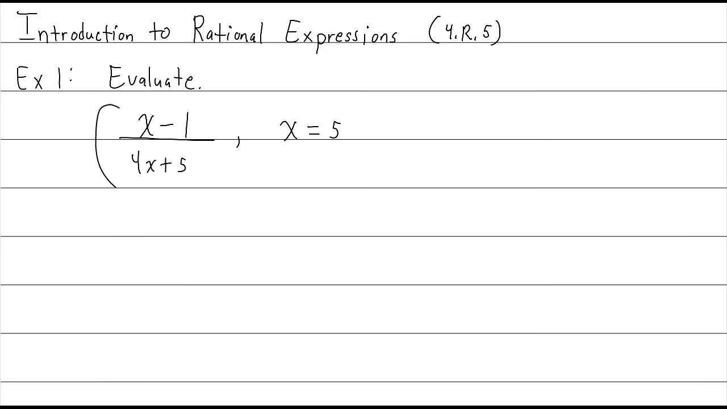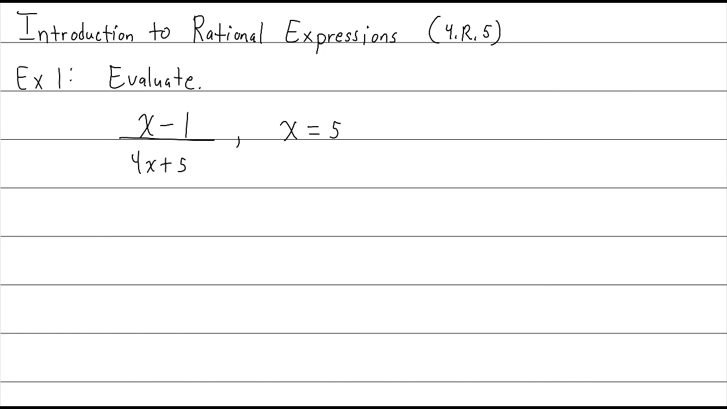The first type of problem that you may see, our first example here, should say evaluate. And it'll look like this: x minus 1, there's my numerator, I promised a fraction, over 4x plus 5. They're going to give me some additional information. They want me to evaluate the rational expression for when x is equal to 5. So when x is 5, I want to know what this fraction equals.